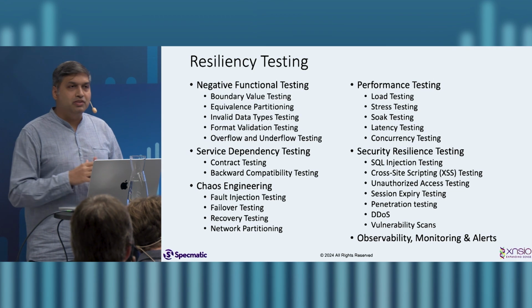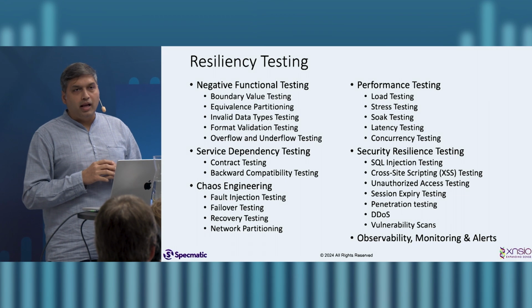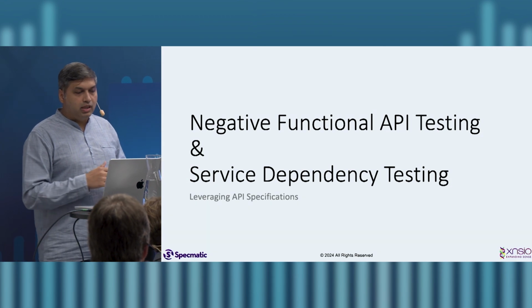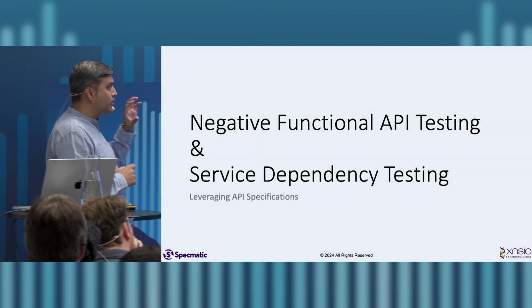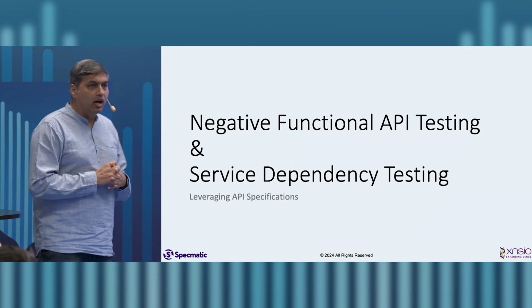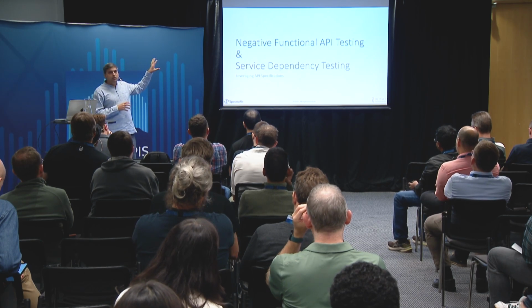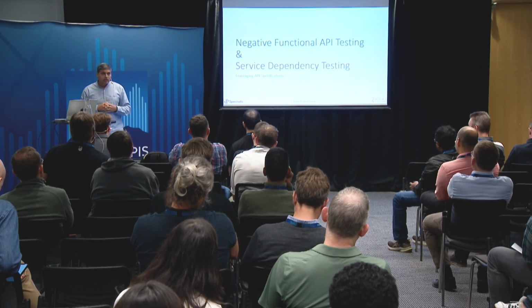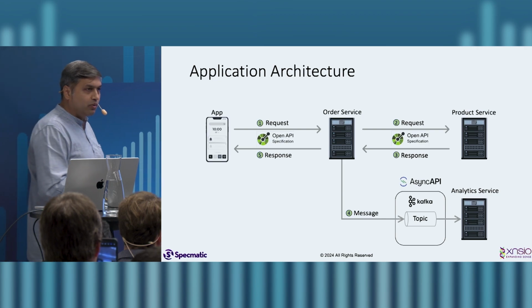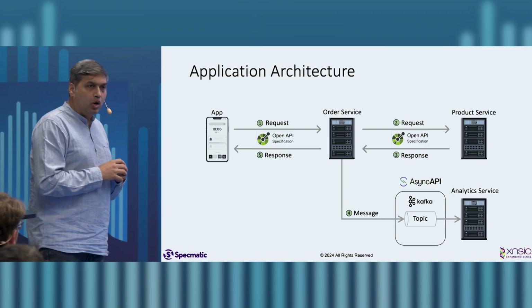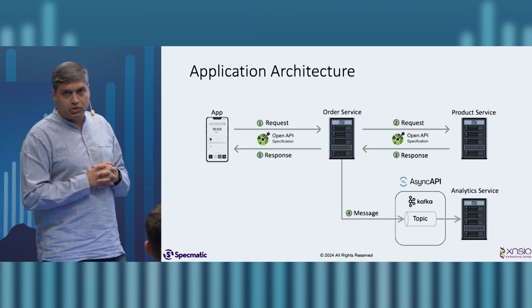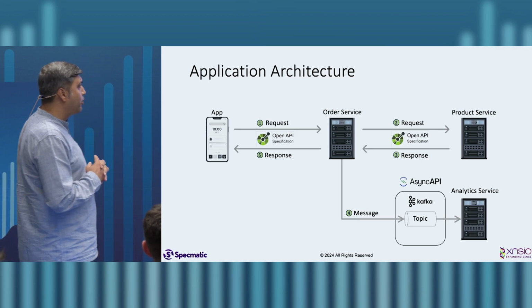So here's a whole class of things you can do, and in today's demo, I'm going to focus on two specific things where we're going to leverage the API specification to do these two things for us, right? Without us actually having to write code. And that's, in my opinion, the interesting piece. So I'm going to take an example application and try to demonstrate how we will be able to achieve those two things that I highlighted from a resiliency point of view.